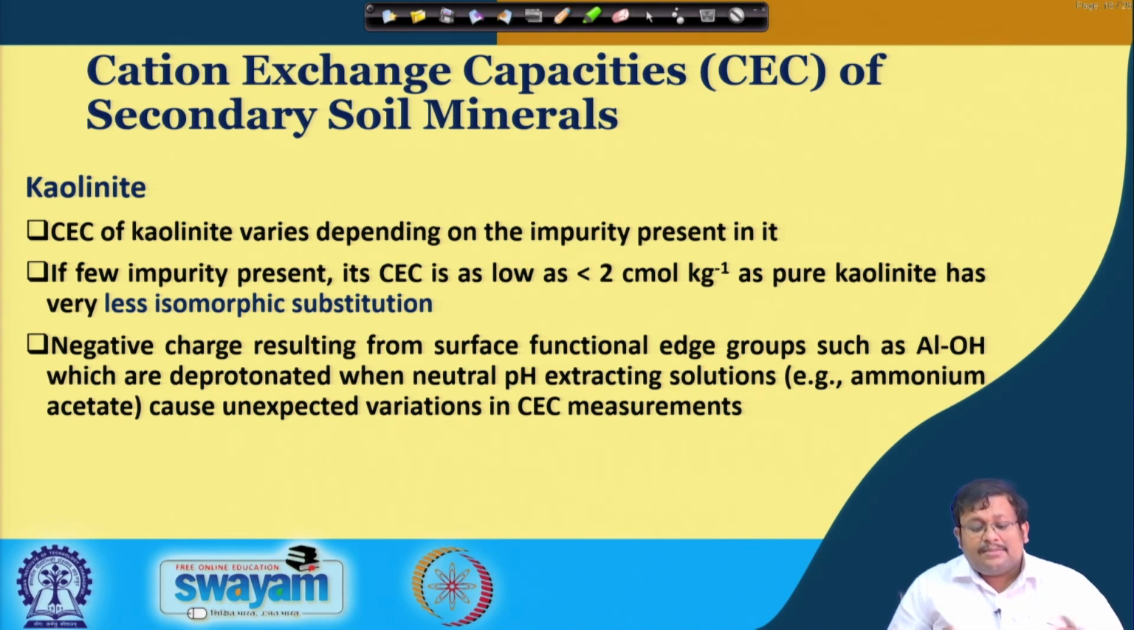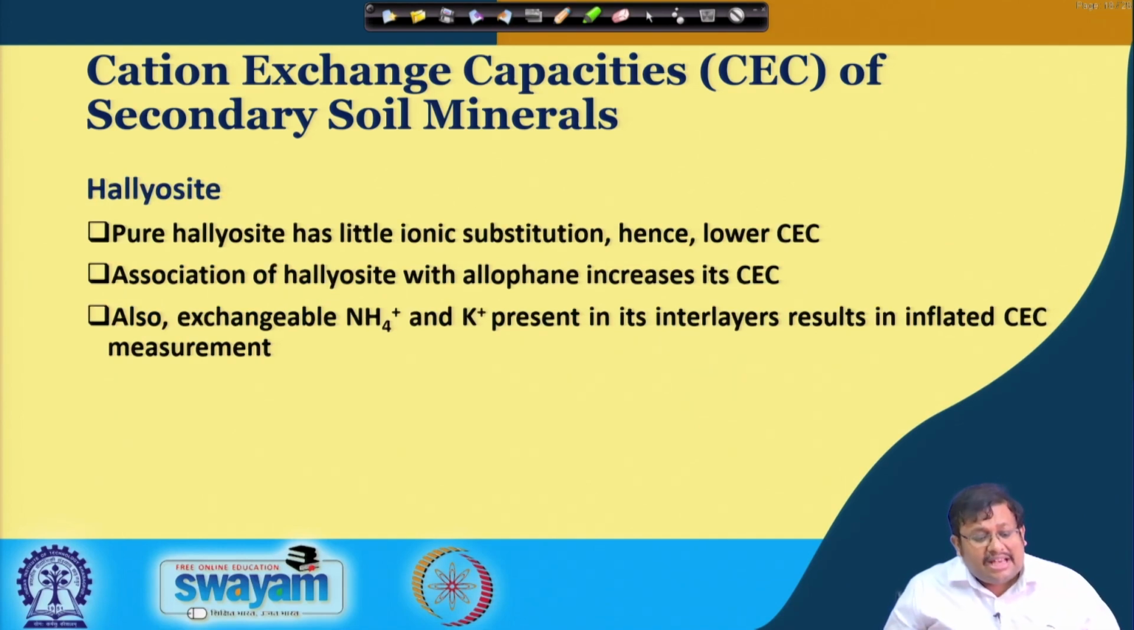Negative charge results from surface functional groups such as aluminum hydroxide. So, in the case of kaolinite, whatever negative charge is present is due to the pH dependent charge, because of the hydroxyl groups present at the broken edges. In the case of halloysite, pure halloysite has little ionic substitution, hence lower CEC. Association of halloysite with allophane increases its CEC. Also, exchangeable ammonium and potassium present in the interlayer result in inflated CEC measurements.